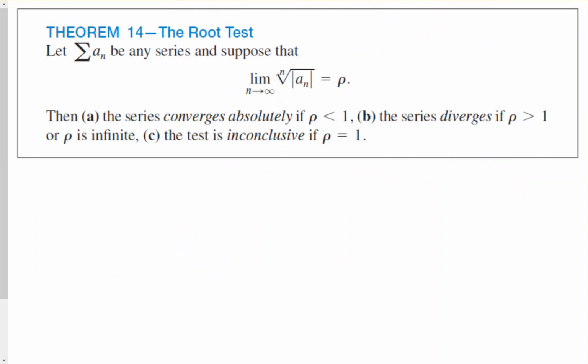Okay, let's take a look at the root test. In some cases, the root test can be very useful, especially if you have things raised to exponents and you want to get rid of those exponents really quickly. You would take an nth root. You take the nth root of the absolute value of that series, and you end up with rho. The rule is the series converges absolutely if rho is less than 1. It diverges if rho is greater than 1, or rho is infinite. And the test is inconclusive if rho equals 1.